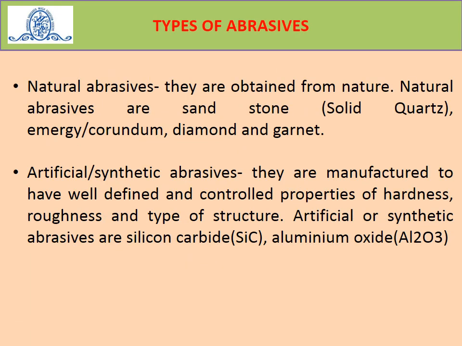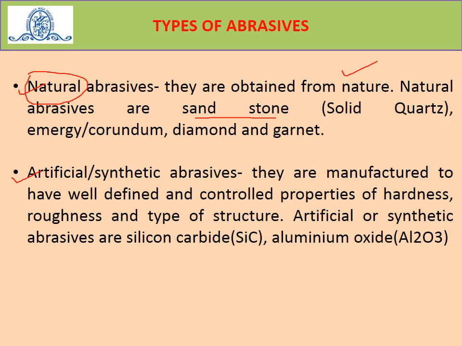So there are different types of abrasive. First one is the natural abrasive, and second one is the artificial abrasive. Natural abrasive is obtained from nature. The natural abrasives are sandstone, which consists of solid quartz, emery, corundum. Emery and corundum are the same. Next are diamond and garnet. So these all are natural abrasives.